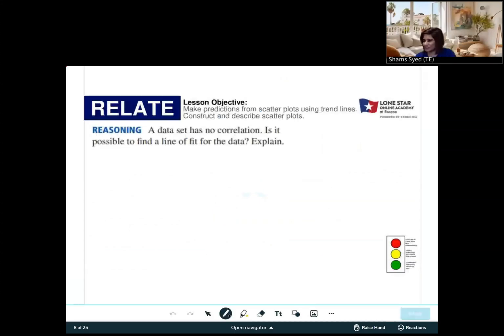During yesterday's session, we were paused on a question that had no correlation. Some of you had a trend line on it, others did not. So here I wanted us to take some time and think deeper about scatter plots that have no correlation. So here is going to be the reasoning part. Here is going to be the reasoning part for everybody.